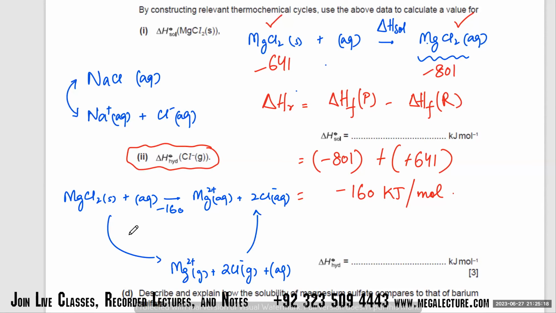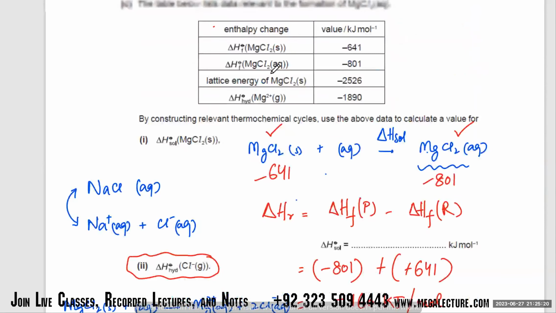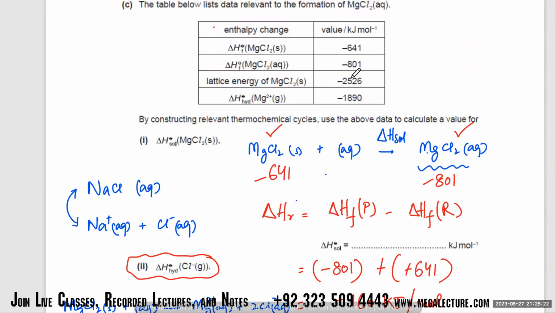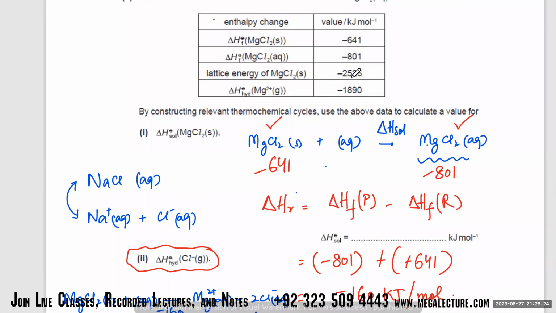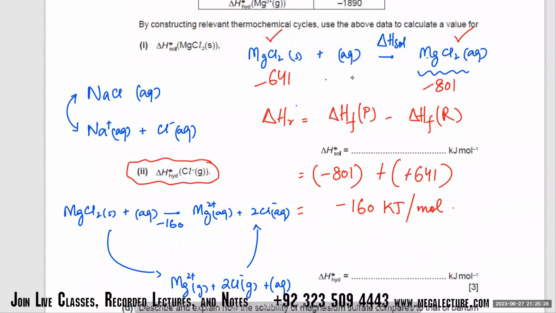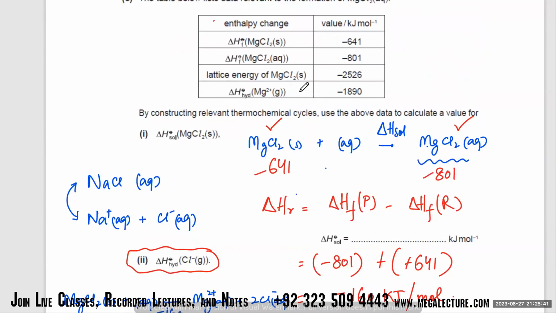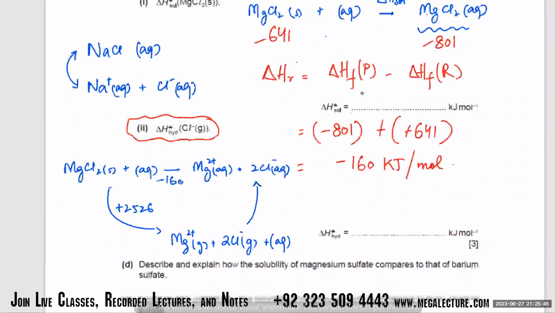Okay? The lattice energy is provided. It's minus 2526. That's given in the table above. So this value is given. That's minus 2526. You break the lattice, but this will be plus because it's the negative of the lattice energy. And once you have gaseous ions, you hydrate them. So the hydration of magnesium ion is given. That's minus 1890. Okay? That's given. So magnesium ions minus 1890.